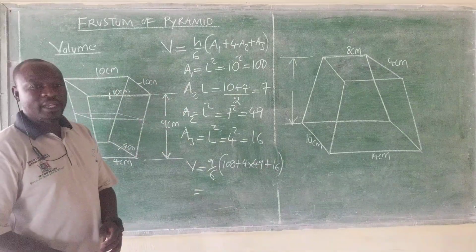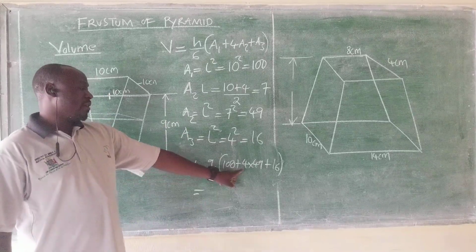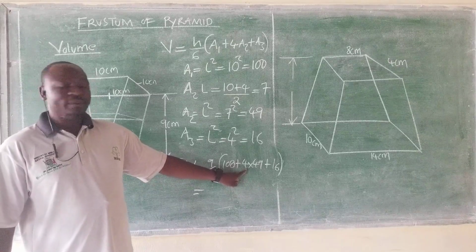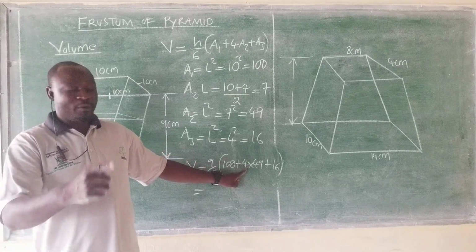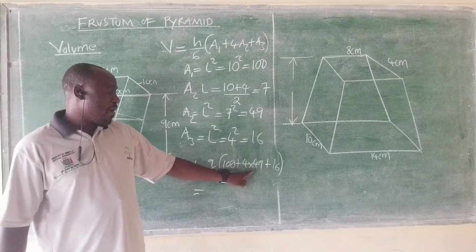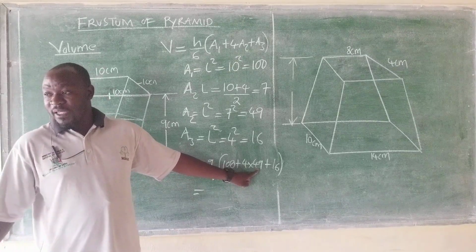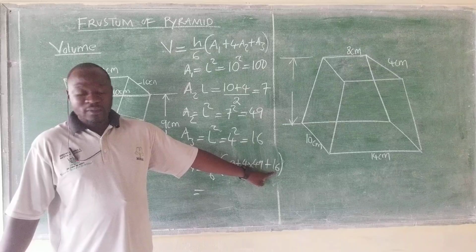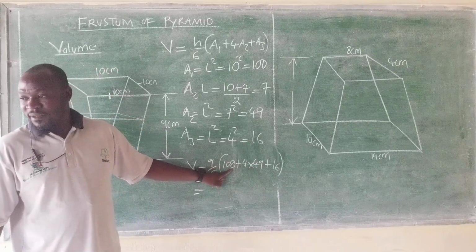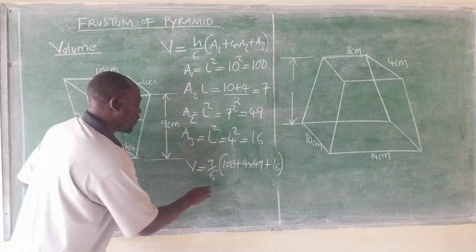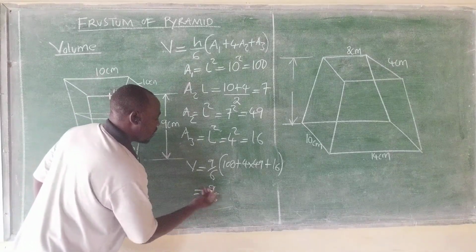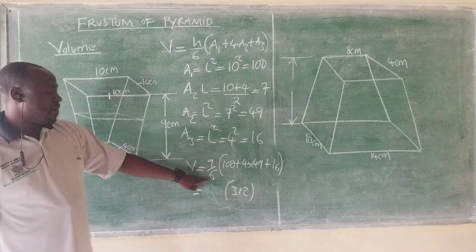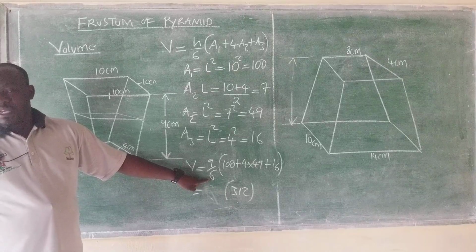Now, let's do this. You are holding your calculator. Do 4 by 49. Let's compare with what the math has gotten. So 4 by 49 gives you 196. 196 plus 16 is 212. 212 plus 100 is 312. So you have 9 over 6 multiplied by 312. Now you divide 9 by 6. 9 divided by 6 gives you what?